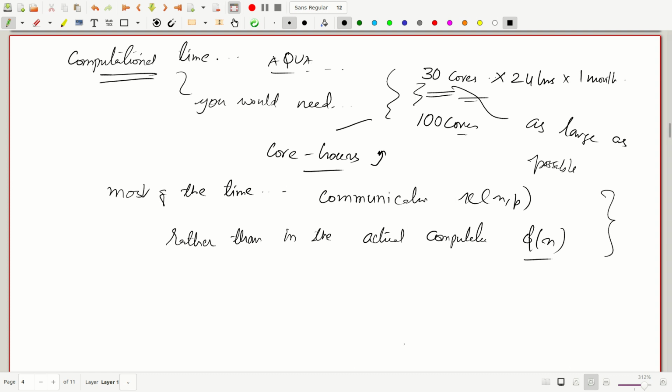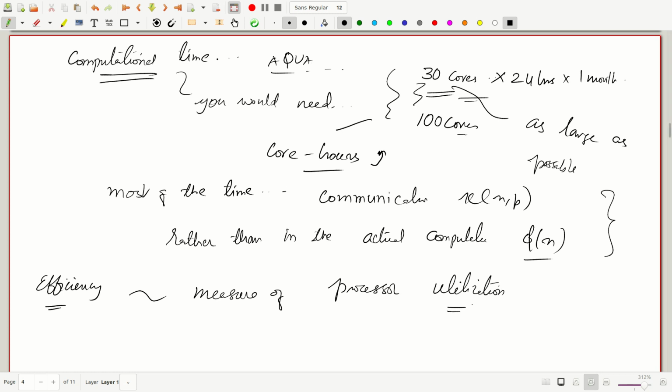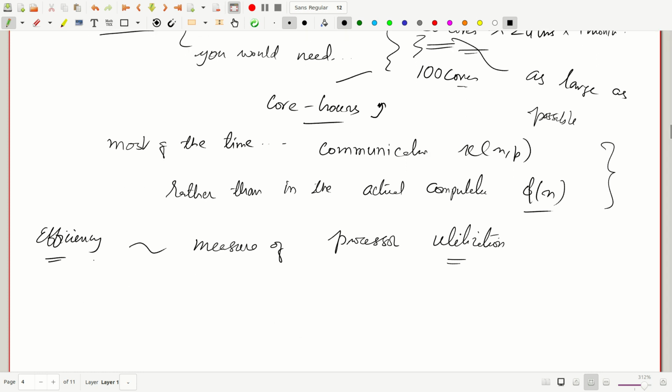So we have to measure whether your program is efficient or not, and that is where we define the next metric, the efficiency, which is a measure of the processor utilization. This is very closely connected to the speed up, as we will see. Efficiency also will be a function of the problem size as well as the number of processes.